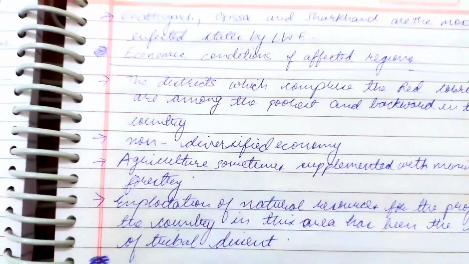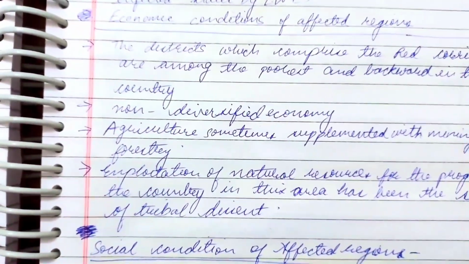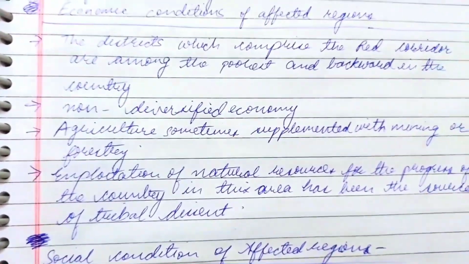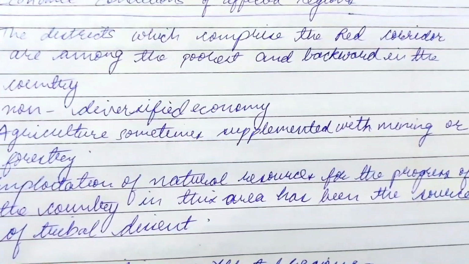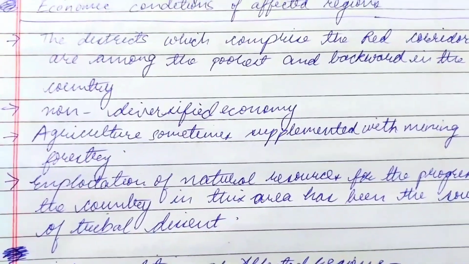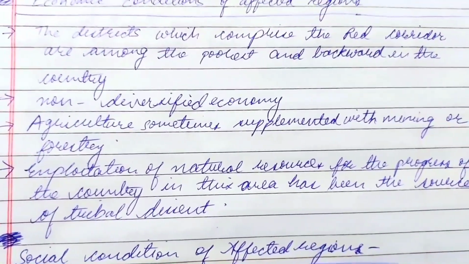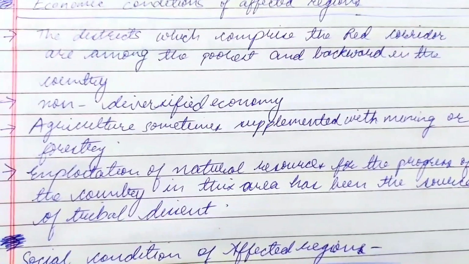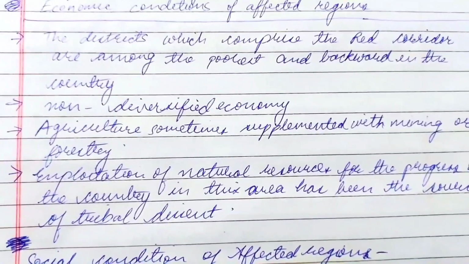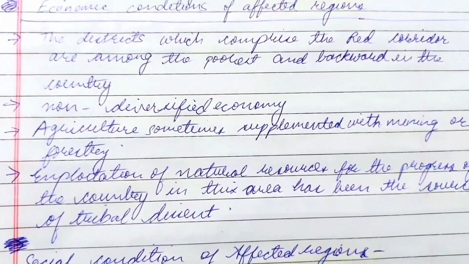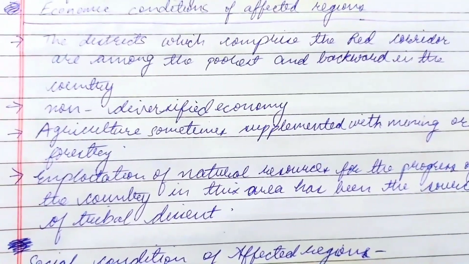Now we look at the economic conditions of the affected regions. The districts which comprise the Red Corridor are among the poorest and most backward in the country. They have a non-diversified economy. A non-diversified economy is a type of economy in which people are dependent on a single source of livelihood rather than diversifying their sources of income.